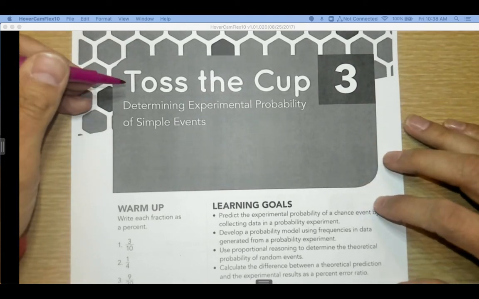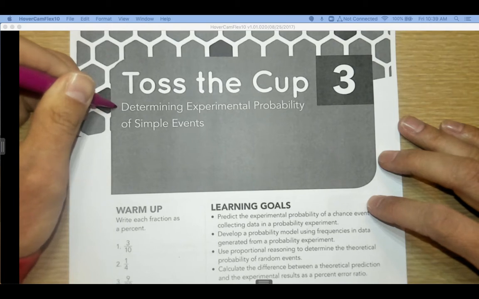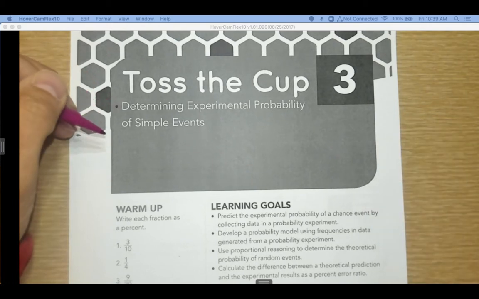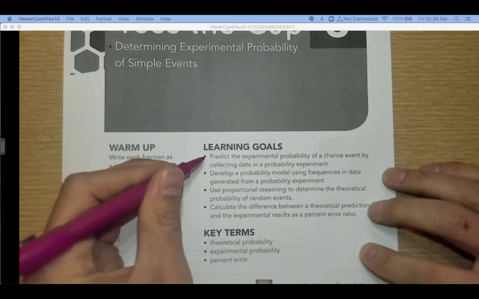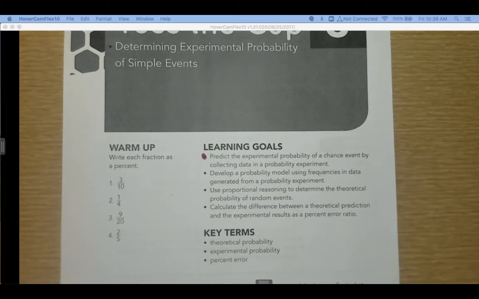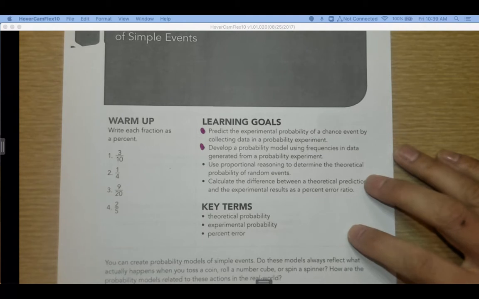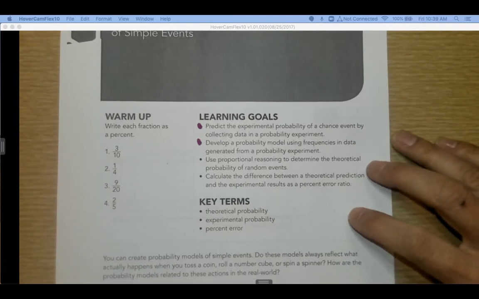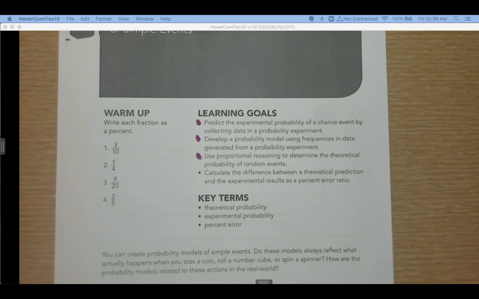All right, so this is lesson 3, Toss the Cup, where we're determining experimental probability of simple events. Learning goals: predicting the experimental probability of a chance event by collecting data in a probability experiment. Develop a probability model using frequencies and data generated from a probability experiment. Use proportional reasoning to determine the theoretical probability of random events.